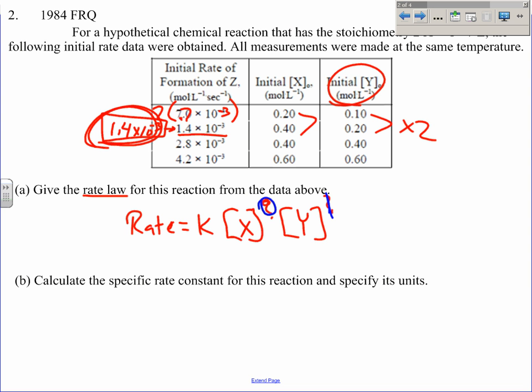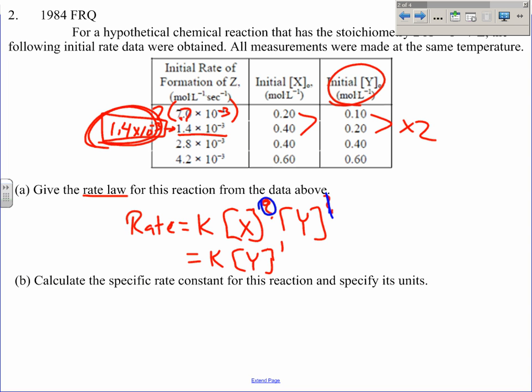So that would be my rate expression. Now keep in mind, that's the exact same thing as this. You don't really have to write that x to the 0. So the rate in this particular case is going to equal k times the concentration of y, because it was first order with respect to y.